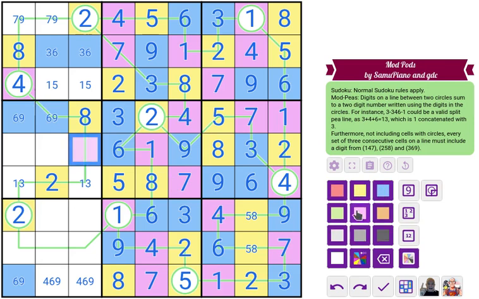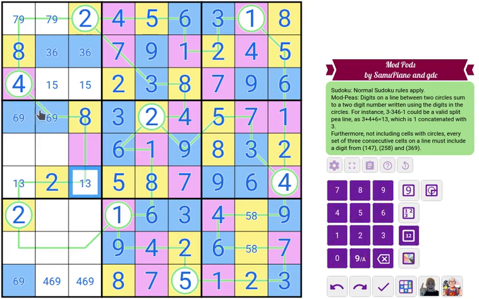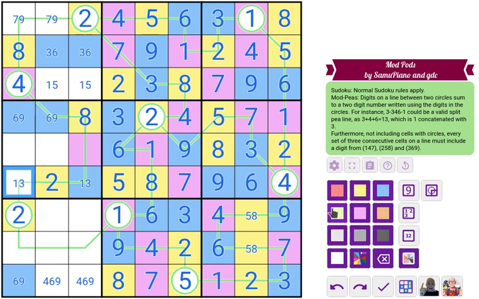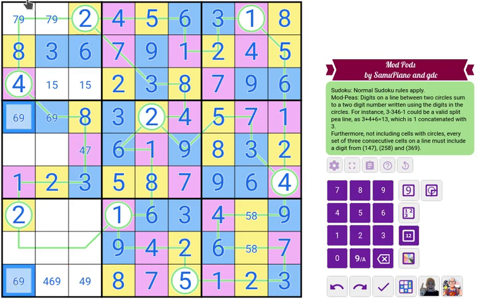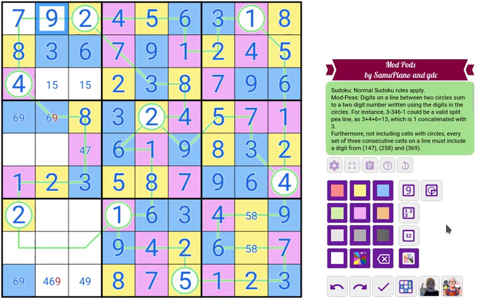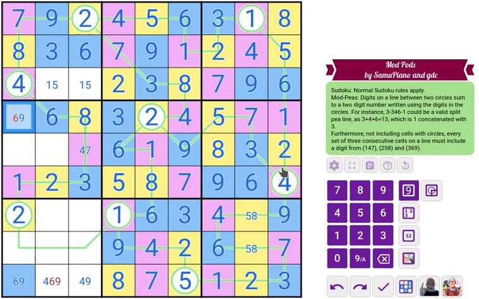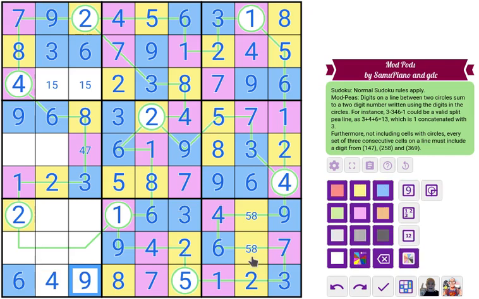This is 6, 9. So purple here. This way for the line. 1, 3. 7, 6, 3, 6, 9, so this is 7, 9. 6, 9, 6, 4 and 9.